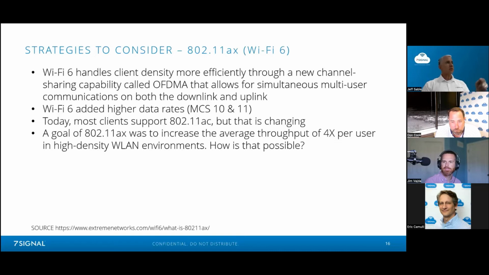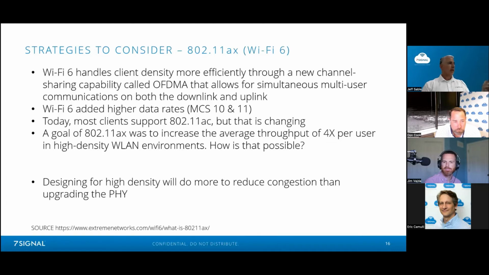So we've shared some suggestions and some items to consider. And I'll throw out one last thought. This is from Extreme Networks. Designing for high density can do a lot more to reduce some of the challenges than just upgrading hardware. So I hope everyone keeps that in mind as you identify some of the root cause problems that are occurring within high density environments. It's the design, not just necessarily buying new devices and new APs, but in conjunction with the best hardware, you want to make sure you've got really good design considerations in place.